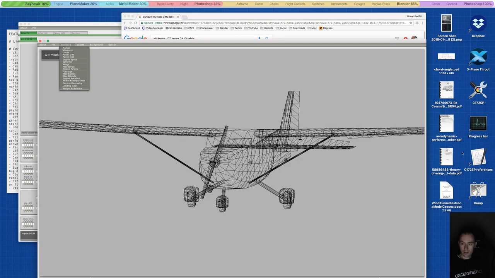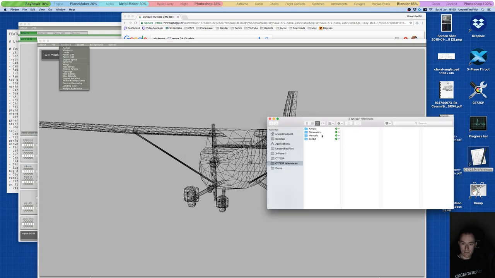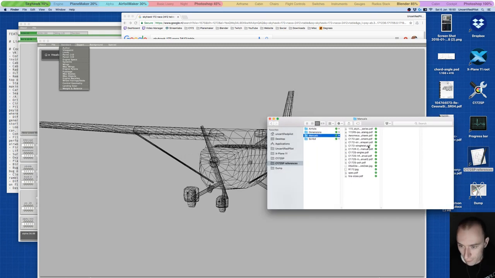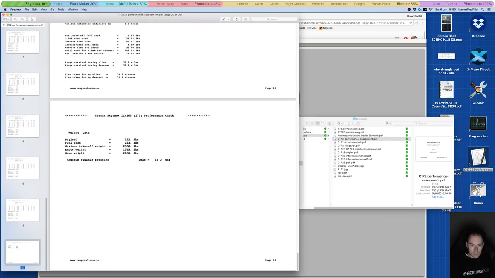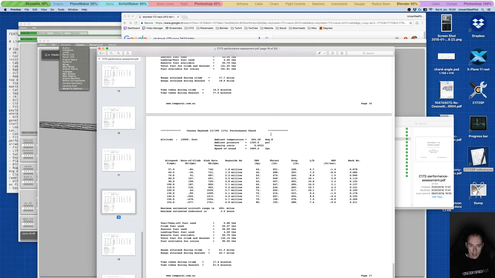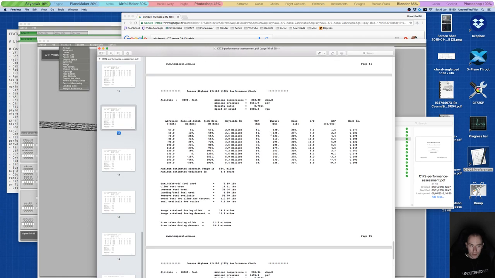So that's the performance thingy. This thing. I think there are a lot of drag coefficients mentioned here.